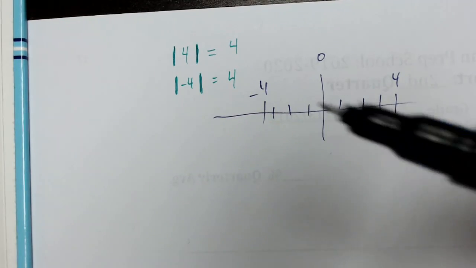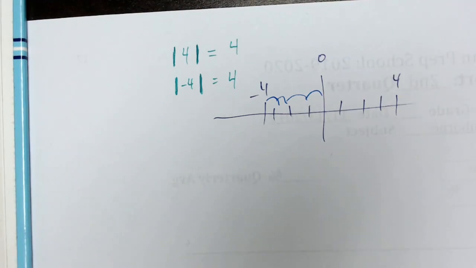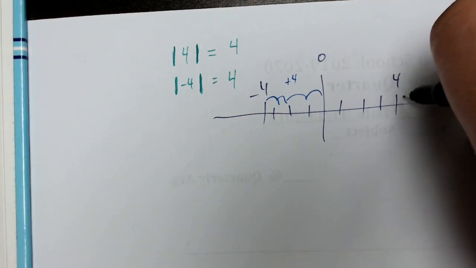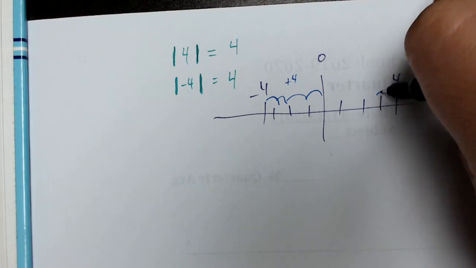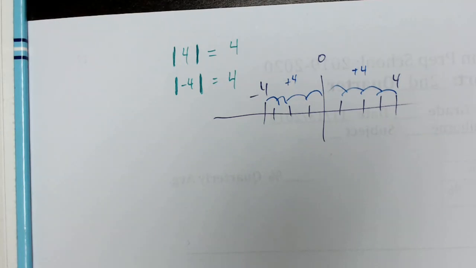So if I count the distance from negative 4 to 0, that's 1 space, 2 space, 3 space, 4 spaces. So that is an absolute value of positive 4. Now what if I did it with positive 4? The distance from 0 is 1 space, 2 space, 3 space, 4 space. Also an absolute value of positive 4. That's how absolute value works. It only cares about distance from 0, and that's why it's always positive.